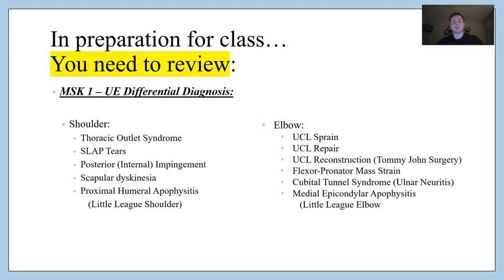So in preparation for class, what do you need to review? You need to review your upper extremity differential diagnosis from MSK1 for the shoulder and the elbow, because we're going to be going over case studies, and it's going to be your job to start to figure out how you do and examine our evaluation and the interventions that will go into those things. So I'm going to give you some different cases, and it's your job to differentially diagnose and then treat the patient in our case study.